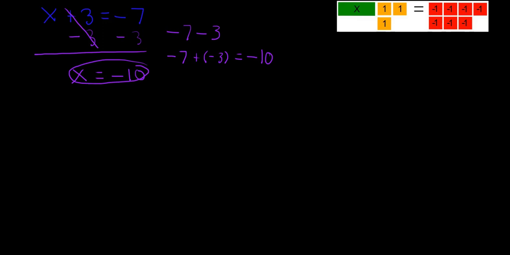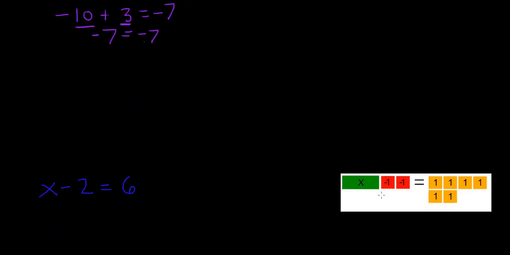And this makes sense. So let's go ahead and plug it in to see if this makes sense. So we have negative 10 plus 3 is equal to negative 7. Negative 10 plus 3, signs are different, so of course I have to subtract. But since the absolute value of 10 is higher than the absolute value of 3, I have to keep that negative sign. So negative 7 is equal to negative 7. Okay, and that's it for adding equations with the additive inverse.